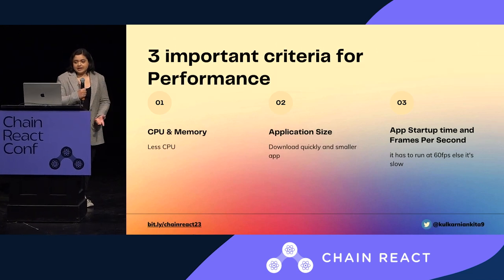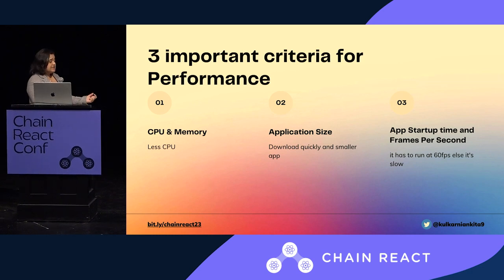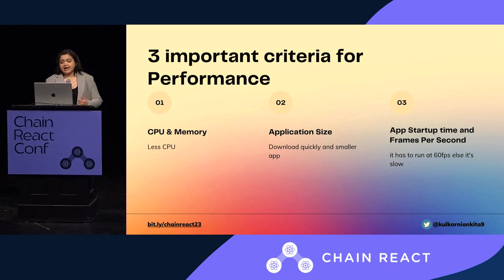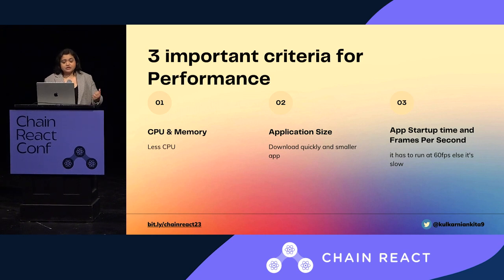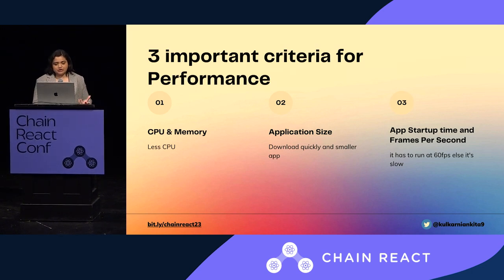Three important criteria on top of that: anytime you want to make an app performant, you want to think about CPU and memory, application size, app startup time, and frames per second. For CPU and memory, less CPU consumption means more battery life, and this is really crucial for mobile devices in general. For application size, you want a fast download, and you also want your phone to consume less memory from that specific app, because you want to make sure that app is available to potential customers. And then app startup time and frames per second. Users will start to see a lag if it's under 60 frames per second.